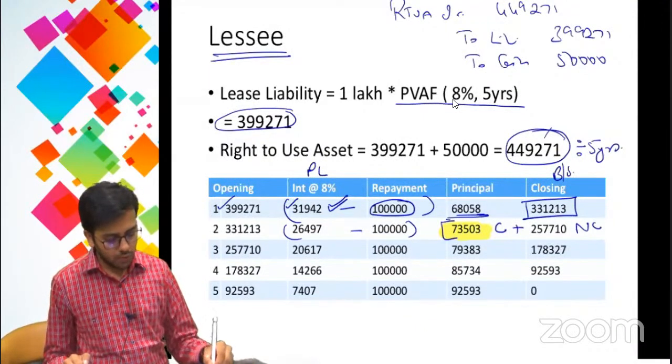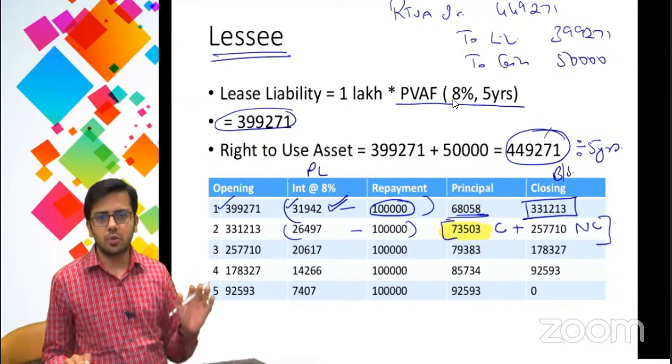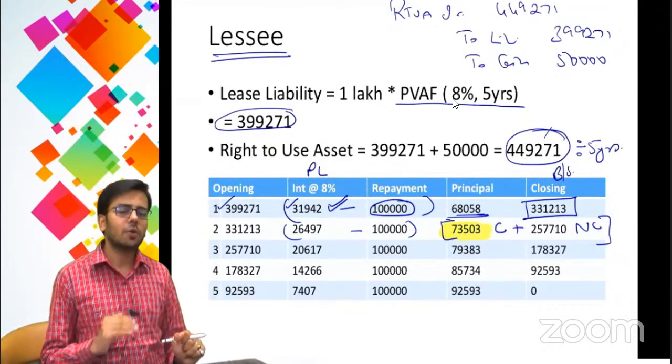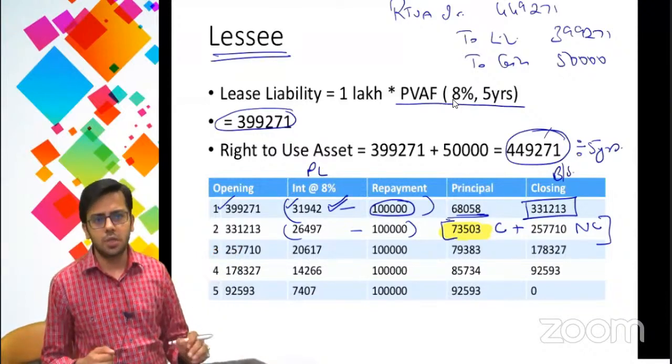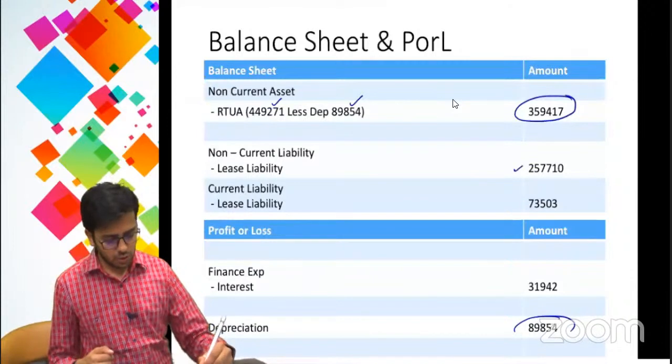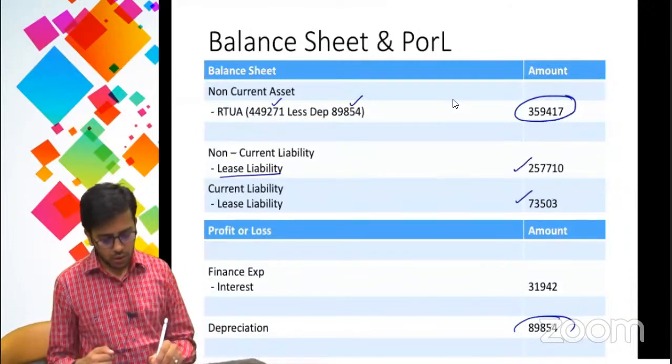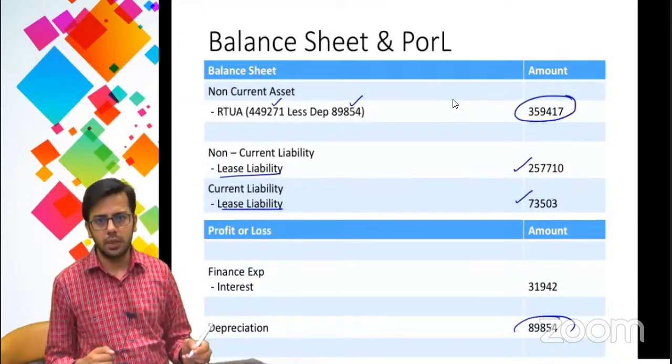If you add both of them, the total is 3,31,213. We know that within 12 months, 73,503 will be paid from the reporting date. That part is considered current and the remaining is considered non-current. So that is what we have presented, non-current liability and current liability under the head lease liabilities.